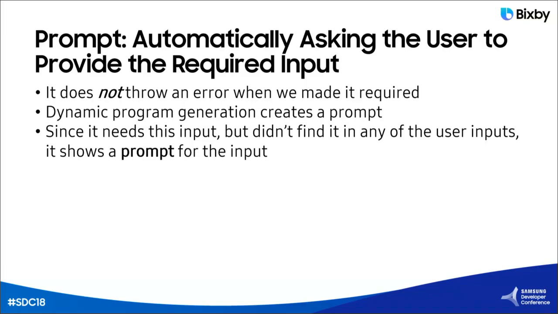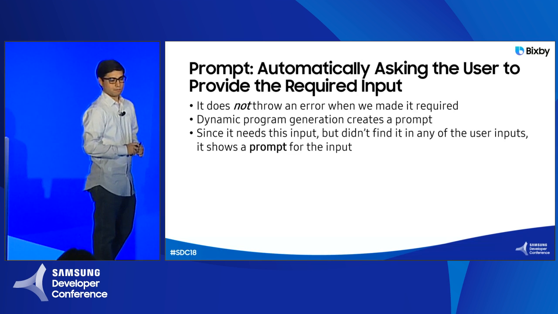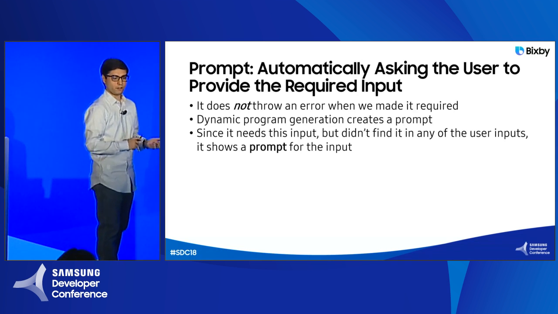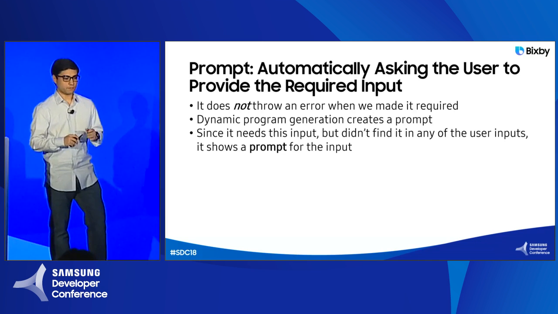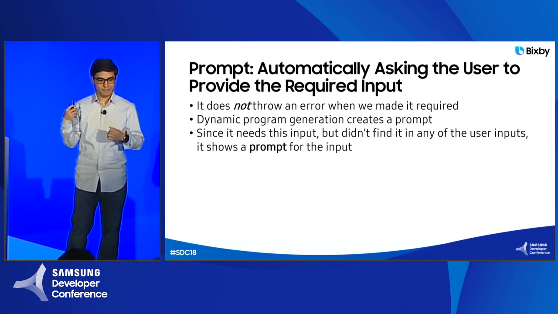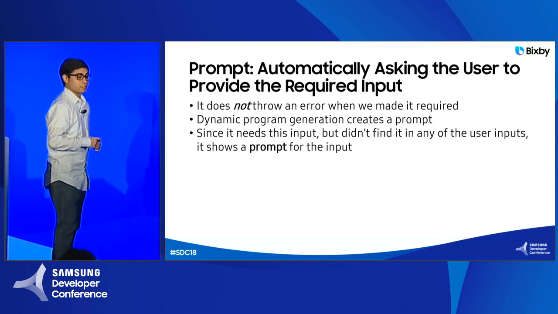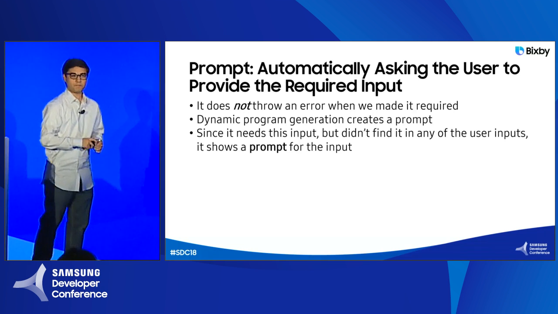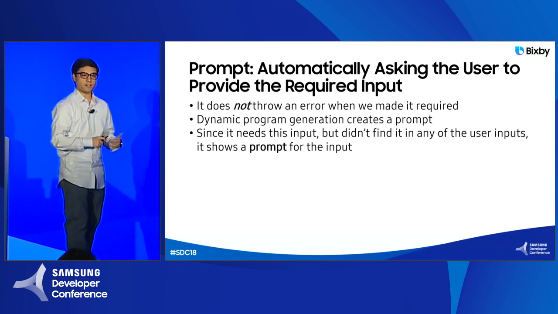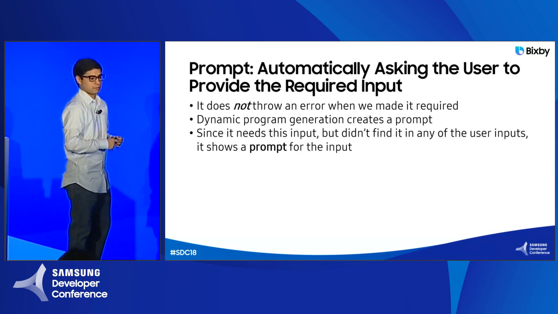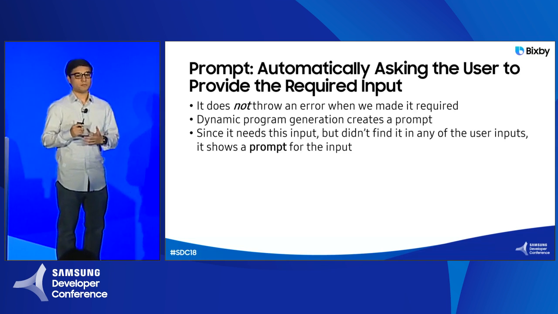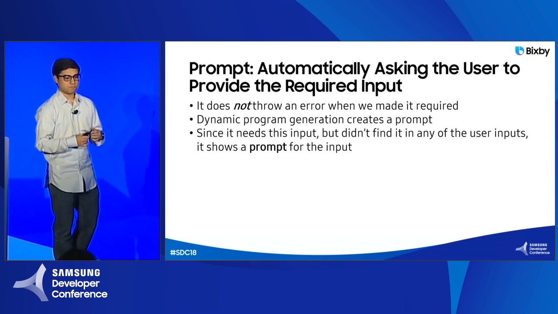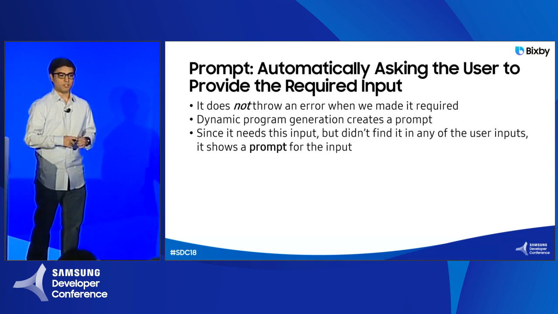It showed this prompt for a required input automatically. It asked the user to provide the required input. Note that it did not throw any kind of error, and you don't need to catch every single error for every single input type. Instead, dynamic program generation created this prompt automatically. And since the user did not provide this input, it prompted the user to provide this input so that you can meet your goal.